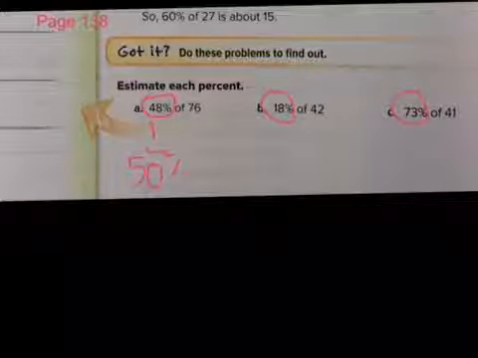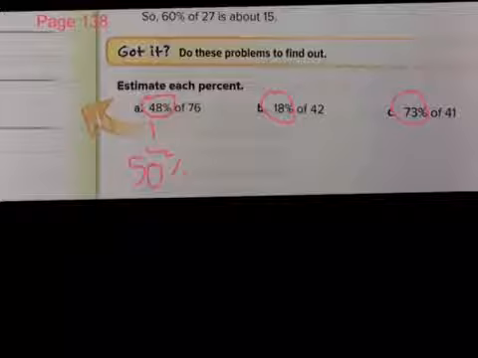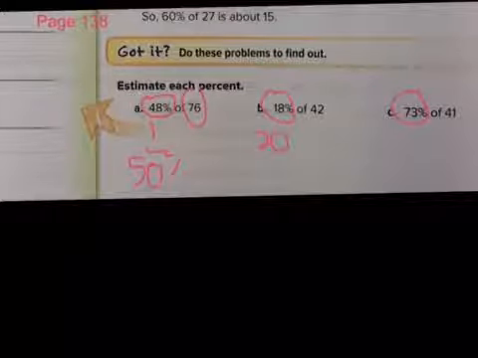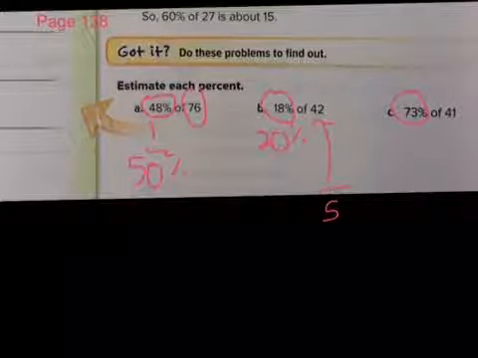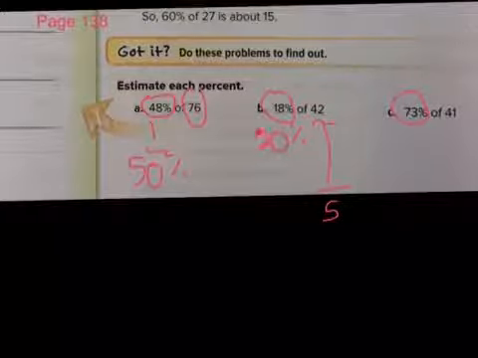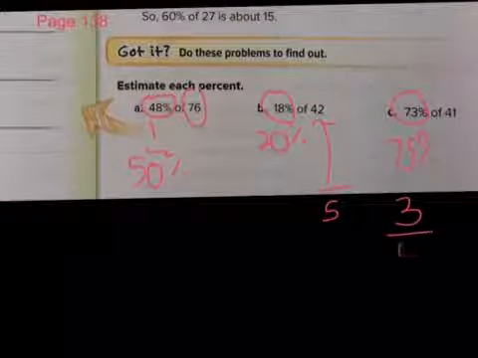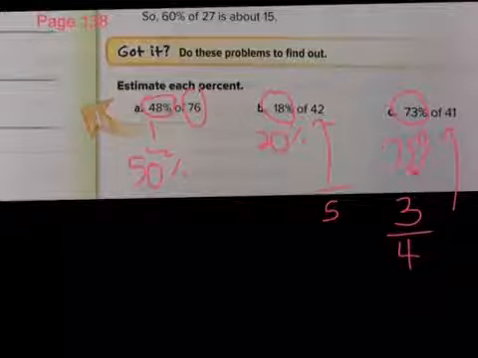So really, you're just looking for half of 76. Over here, this looks like it's close to 20%, right? So really, you're looking for 1/5 of 42. If you're wondering why 1/5, well, 20% is 1/5 of 100. And over here, you're looking for about 75%, right? And we know that that is 3/4 of 41. Why 3/4? Well, 75% is 3 parts of 100.